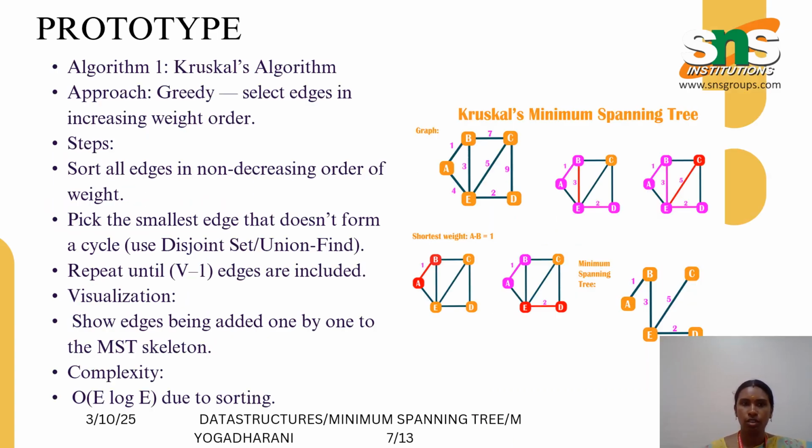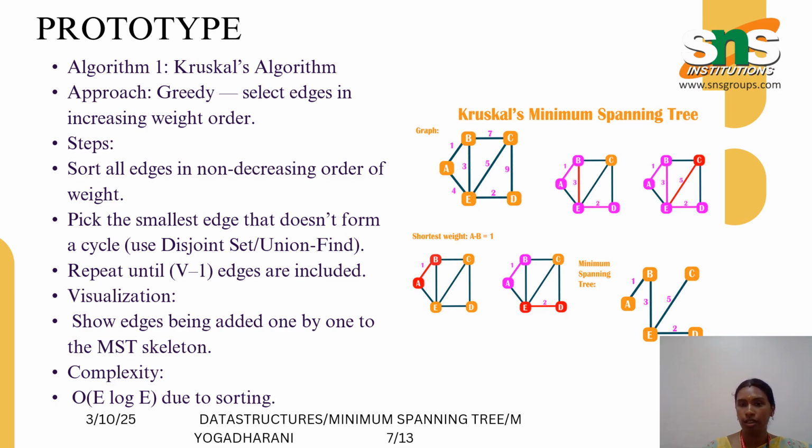Next, move on to the prototype. Here, the first algorithm I'm using is Kruskal's algorithm. Here, I sort all the edges by weight and keep picking the smallest one that does not form a cycle, which we check using the disjoint set union-find structure, and stop at V minus 1.